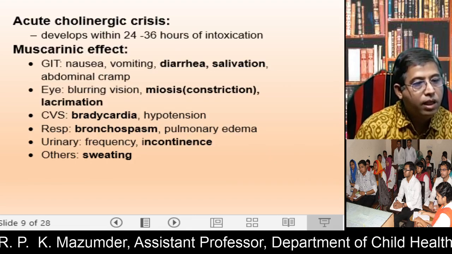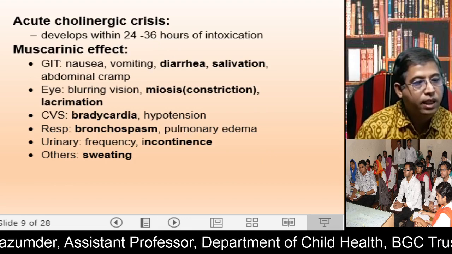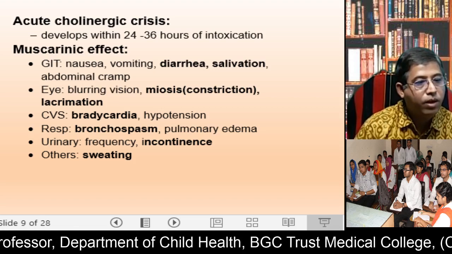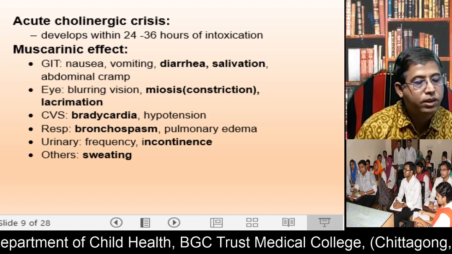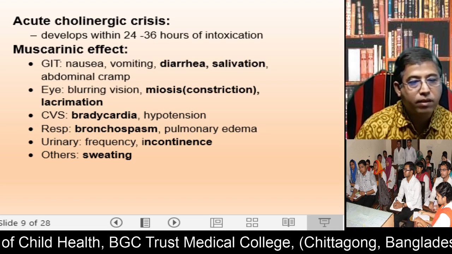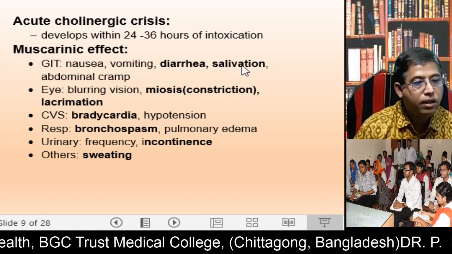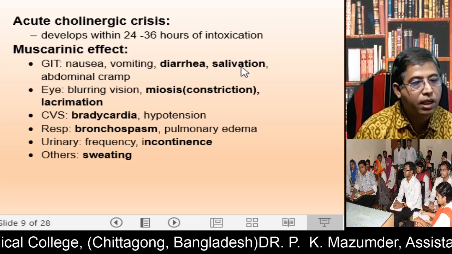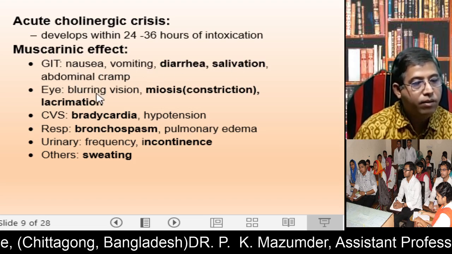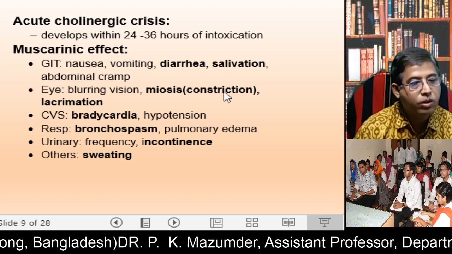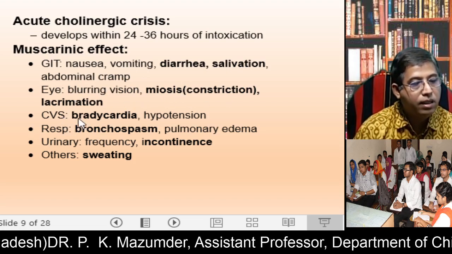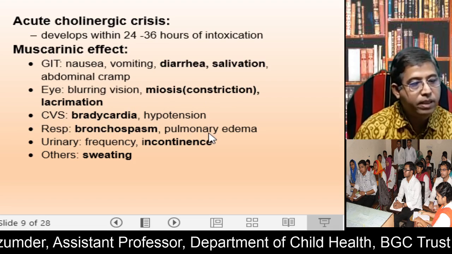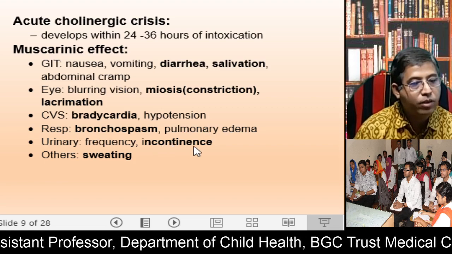Now, what are the signs and symptoms of acute cholinergic crisis? It develops within 24 to 36 hours of intoxication and produces muscarinic effects. GI: nausea, vomiting, diarrhea, salivation and abdominal cramps. In the eye: blurring of vision, miosis that constricts the pupil, lacrimation. In CVS: bradycardia, hypertension. In the respiratory system: bronchospasm, pulmonary edema, and urinary frequency, that is incontinence, and sweating.